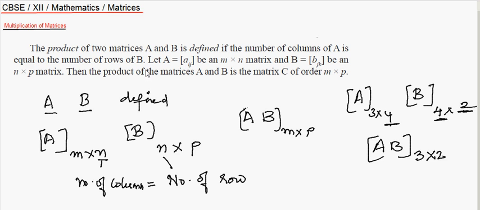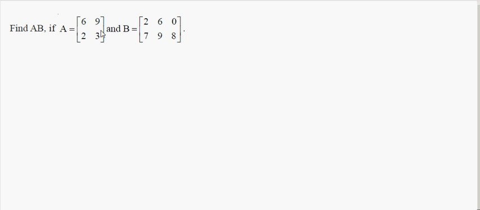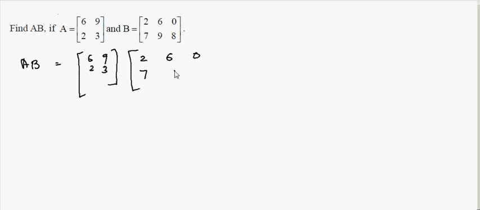Once you know whether the product is defined, then you should multiply those two matrices. First, write down the given matrices. Suppose A is given, and we want to find AB. A is given as 6, 9, 2, 3 and B is 2, 6, 0, 7, 9, 8. Here you need to check whether it is defined. The order of A is 2 by 2 and the order of B is 2 rows and 3 columns. Since the columns of the first and the rows of the second matrix are equal, AB is defined. Hence you can go for multiplication.